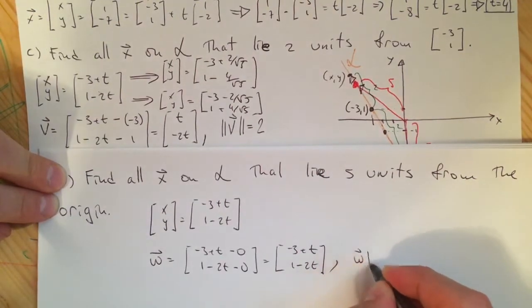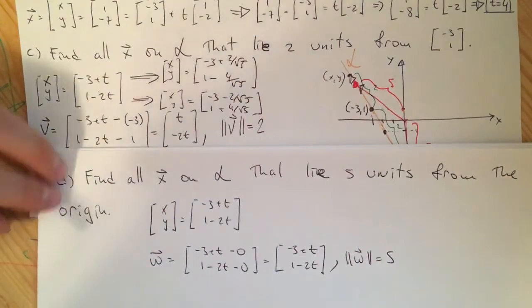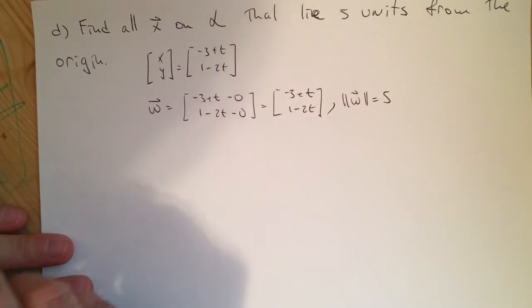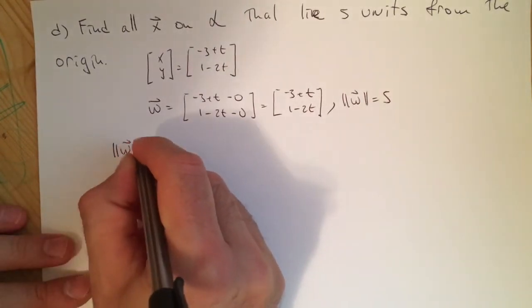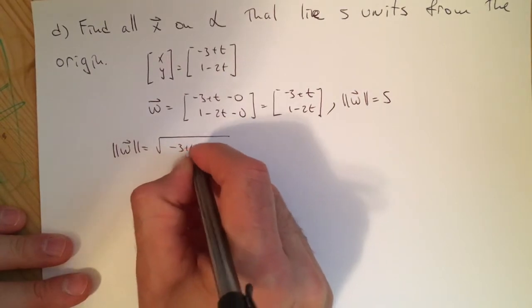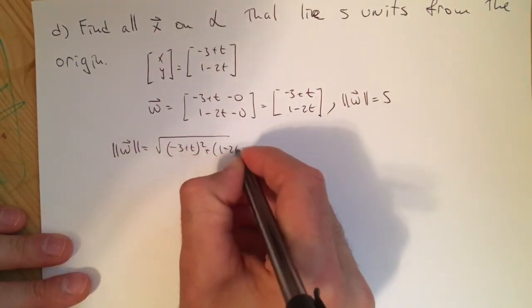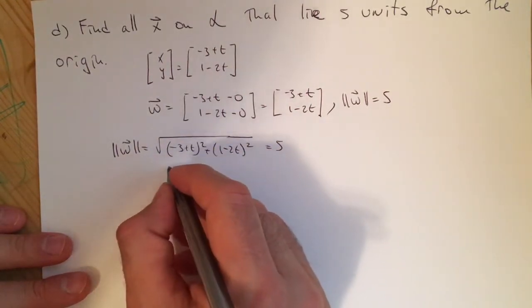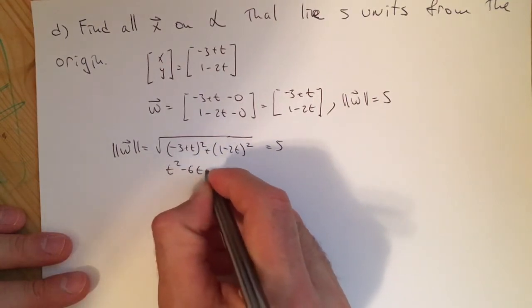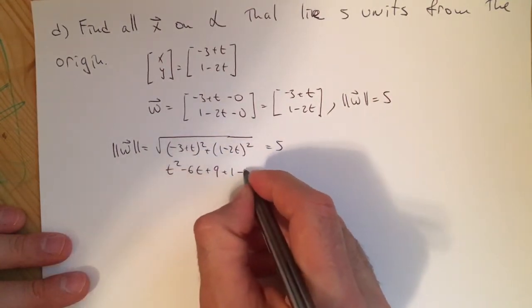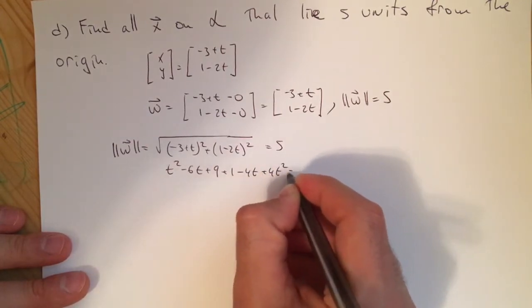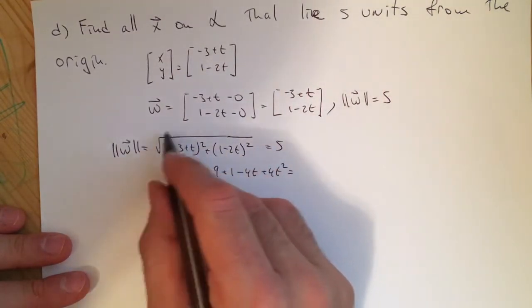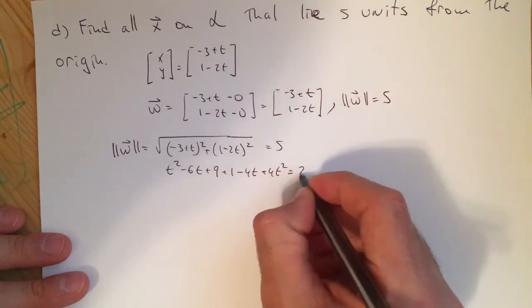Such that the magnitude of w, we want it to be 5. So here you have the magnitude of w is equal to the square root of (negative 3 plus t) squared plus (1 minus 2t) squared, which is equal to 5. Expand this, drop the parentheses, that gives you t squared minus 6t plus 9 plus 1 minus 4t plus 4t squared is equal to, so I'm going to square both sides. Previously, that will get rid of the square root, and here I have 5 squared, which is 25.